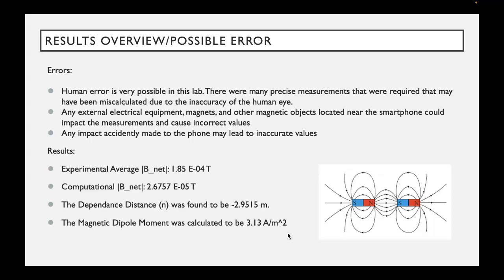For our results, we can see that our experimental average was 1.85 times 10 to the -4, our computational was 2.67 times 10 to the -5, and that n was calculated to be -2.9515, and that the magnetic dipole moment was 3.13.